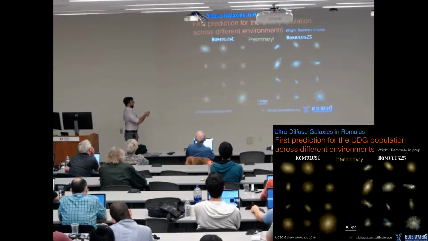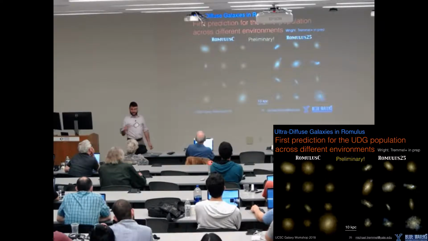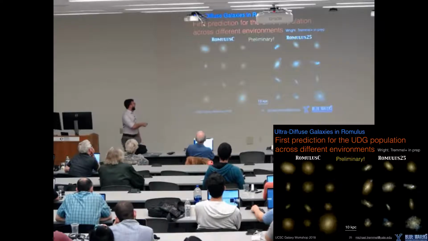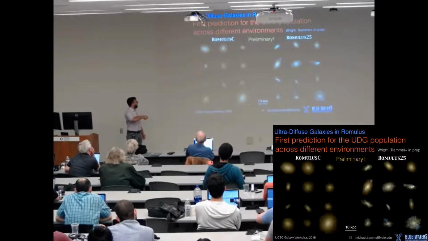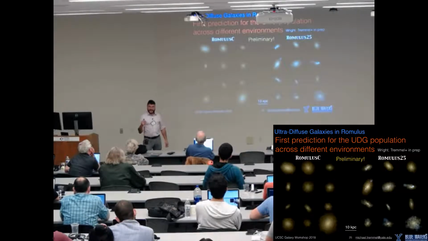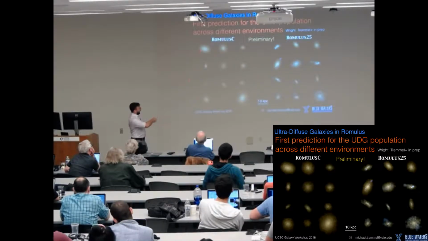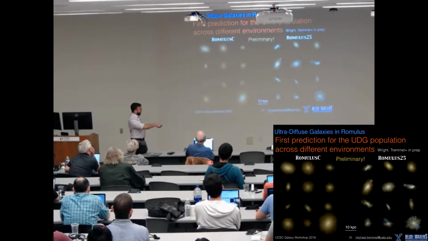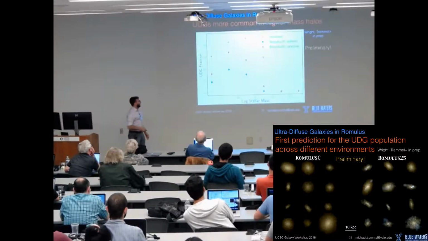So we have here a little rogues gallery of UDGs that Anna Wright at Rutgers has picked out of these simulations based on their central surface brightness and effective radii. You can see one thing right away: the UDGs in the cluster environment tend to be more diffuse, and they're not star forming, as I've already mentioned. While in the field, a lot of them are quite blue and have smaller radii.